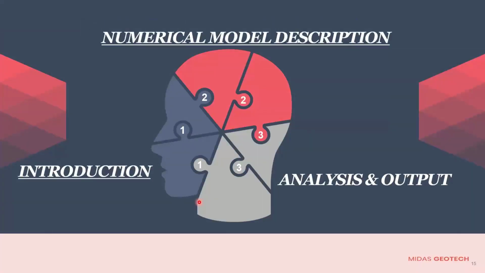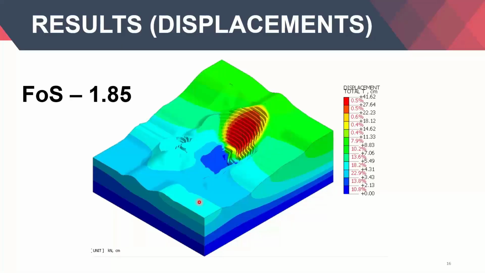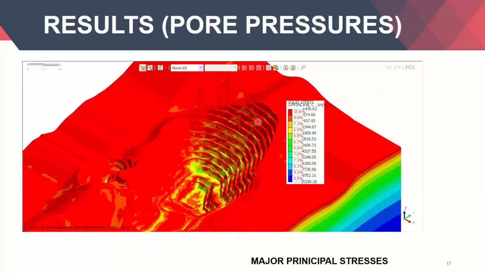So we have covered the introduction part and the numerical model description. So now finally coming to the output. The factor of safety of this particular model, or this particular open pit mine, is 1.85 or 1.9, and this is the critical area. This method uses the SRM methodology. SRM is nothing but the shear strength reduction methodology. What is that? I'll tell you in the numerical model. So these are the principal stresses.